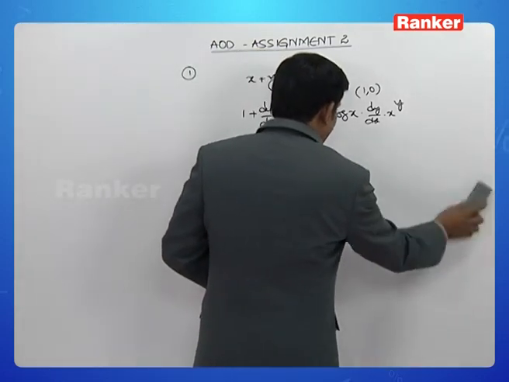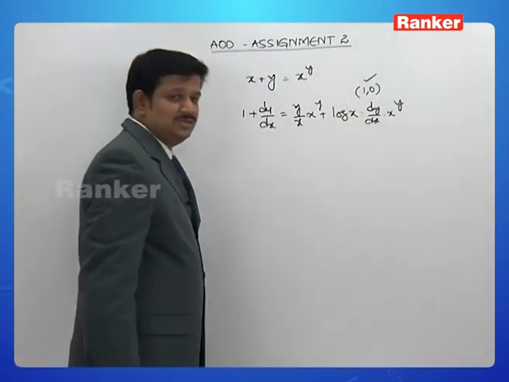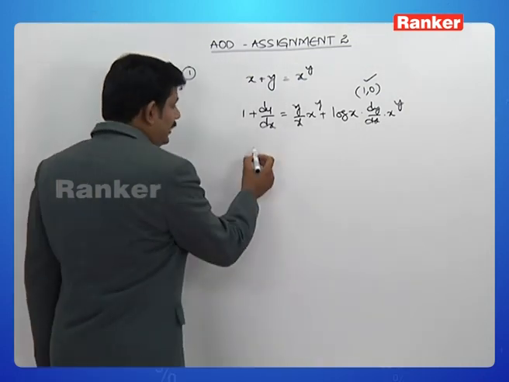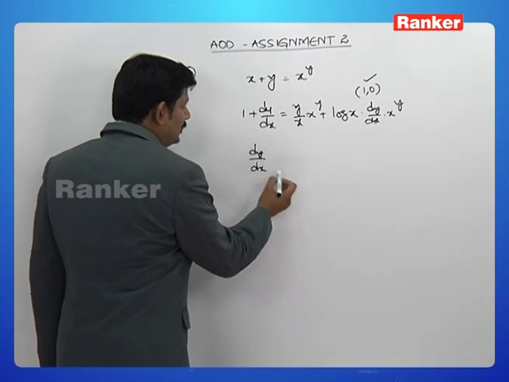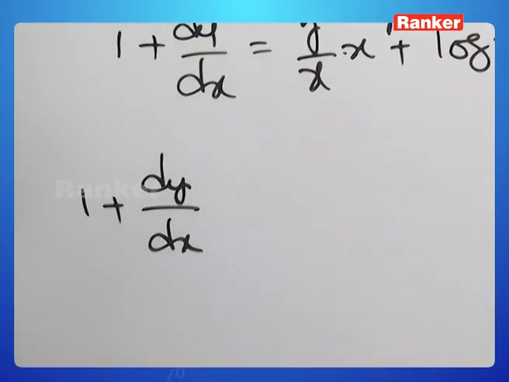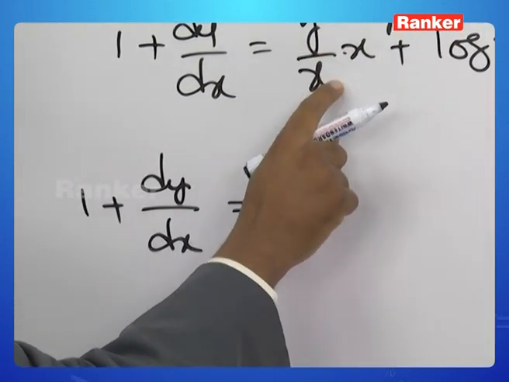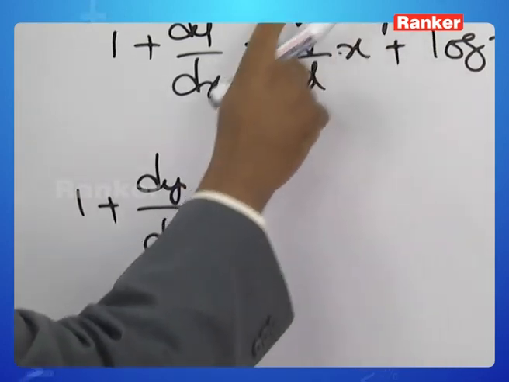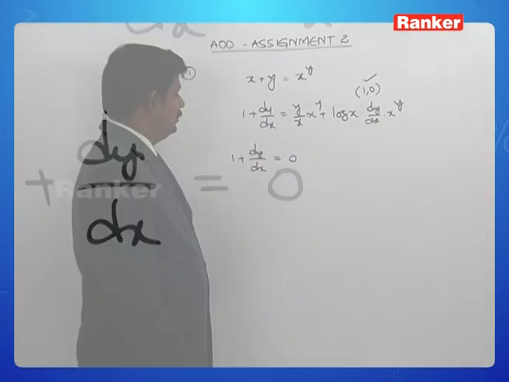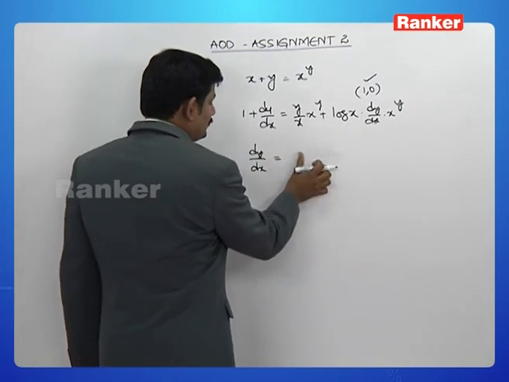Now from this equation, we need to find dy by dx at the point 1 comma 0, that is when x is 1 and y is 0. So let us replace x with 1 and y with 0. 1 plus dy by dx at the point 1 comma 0 is equal to: the y coordinate is 0, the x coordinate is 1, so this term is entirely 0. Log 1 is 0, so this entire expression becomes 0. So dy by dx from here we can say is minus 1.